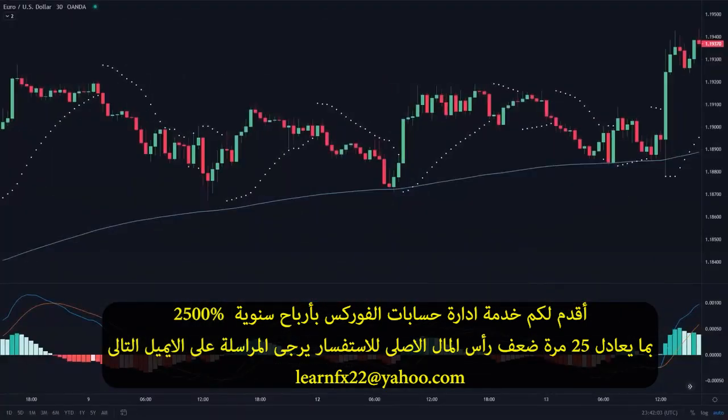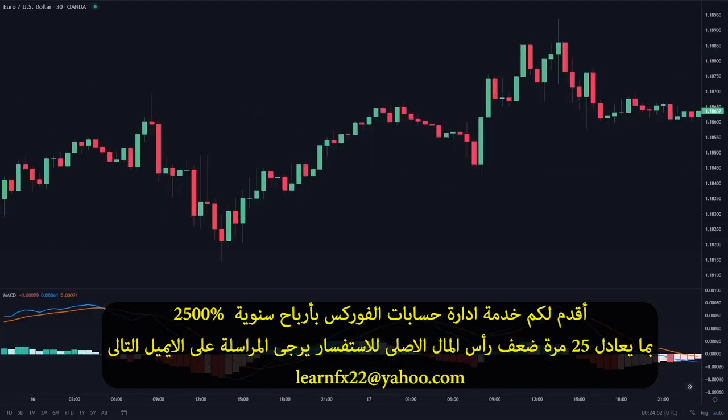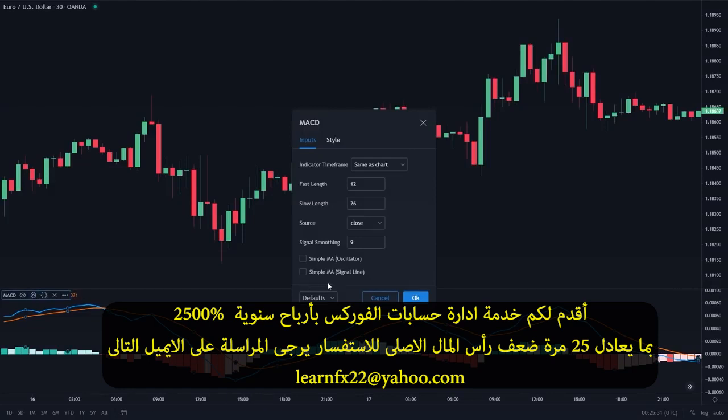So, for this strategy, we're going to use a combination of 3 different indicators: the 200 EMA, parabolic SAR, and the MACD indicator. First, let's start with the MACD because that will give us our main entry signal. The MACD is one of the most popular trading indicators that does a very good job of detecting momentum. For the settings, I'm going to leave it as it is and just use the default settings.